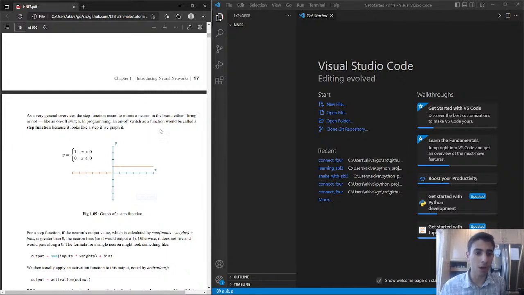In programming, an on-off switch as a function would be called a step function because it looks like a step if we graph it. As you can see, if x is below 0, it's just 0, and if x is above 0, it becomes a 1.